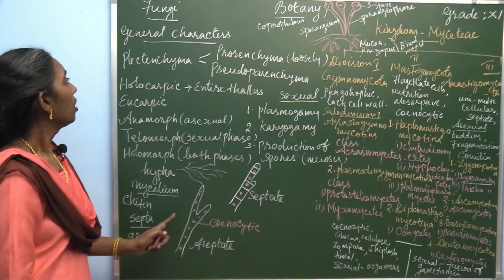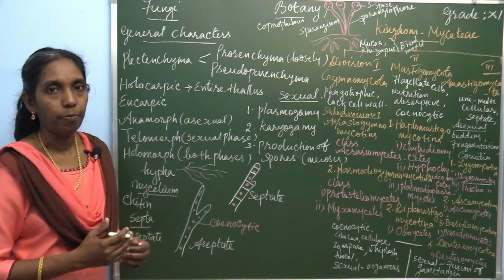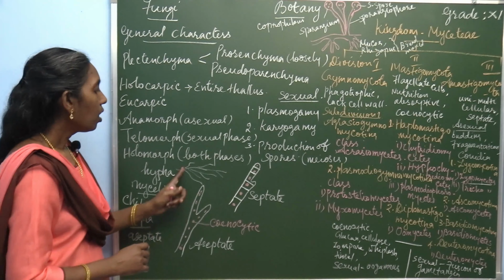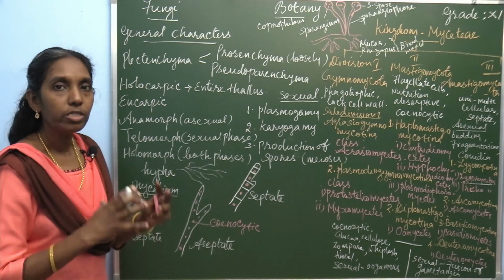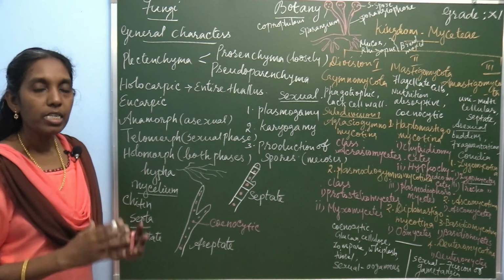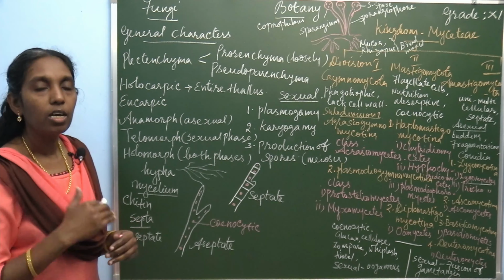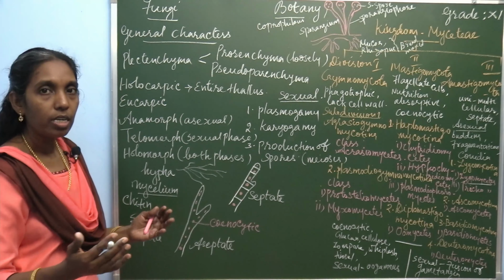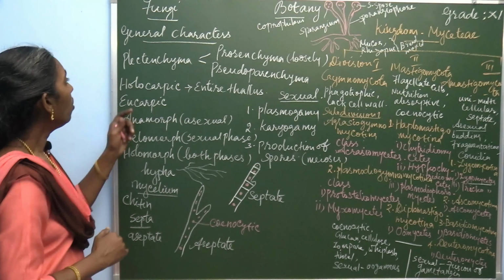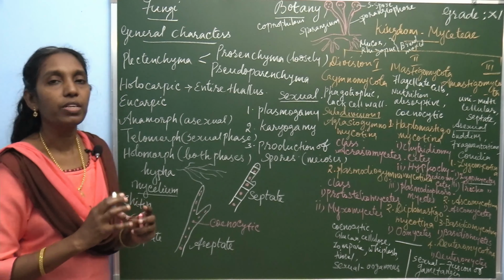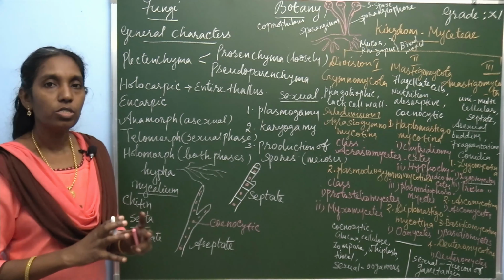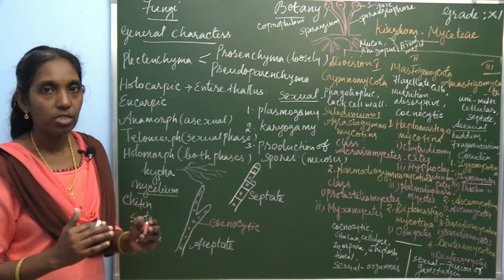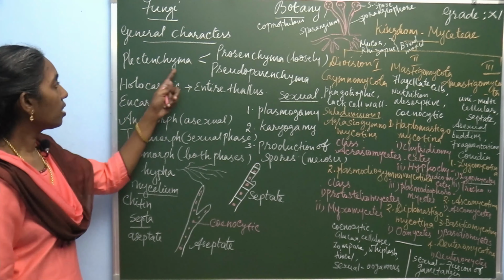Now this is hypha, and when hyphae are interwoven together they form a mycelium. The mycelium is organized loosely or compactly. The tissue, when organized into loosely or compactly arranged structures, is known as plectenchyma.